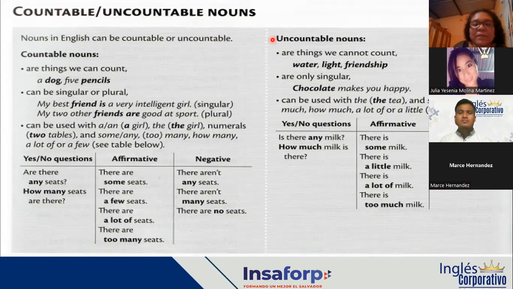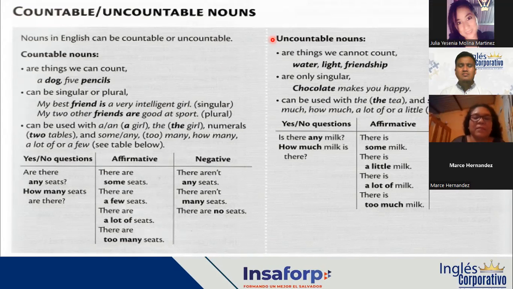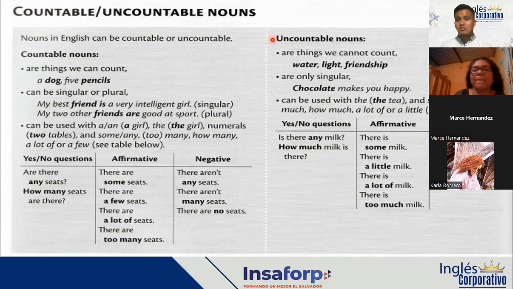Uncountable nouns are those we cannot count, water, light, friendship, are only singular. Chocolate makes you happy. Okay. So, of course, it says once again, things that we cannot count, such as water, light, and friendship. El agua no la puedo contar, la luz tampoco, y la amistad tampoco. So, one important thing, una cosa muy importante, solo tienen forma singular, okay? Only singular form. So we have chocolate, chocolate makes you happy.